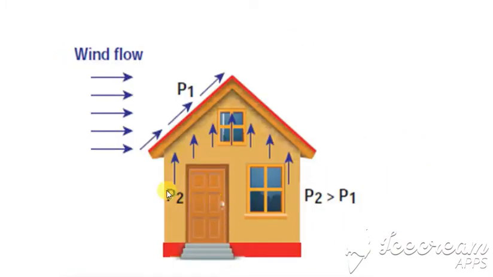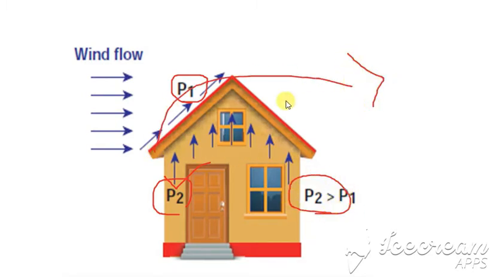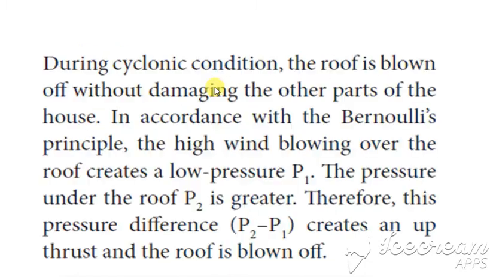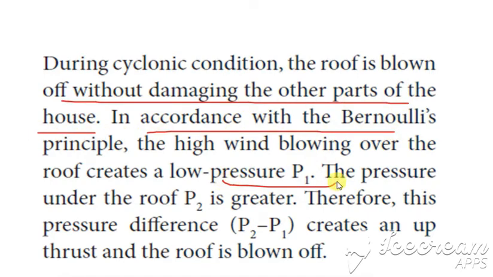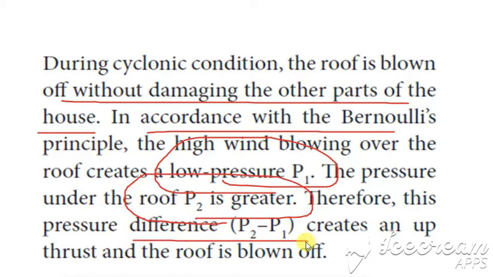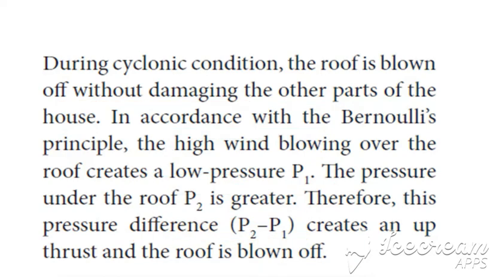So this is the hut we are using, and we have the pressures named P1 and P2. The pressure P2 is greater than P1, and so this makes it blow away. So this is the reason, and we have the definition here. During the cyclonic condition, the roof is blown off without damaging the other parts of the house, in accordance with the low pressure at P1 and the higher pressure at P2. Because of the change in the pressure, the roof is blown off.